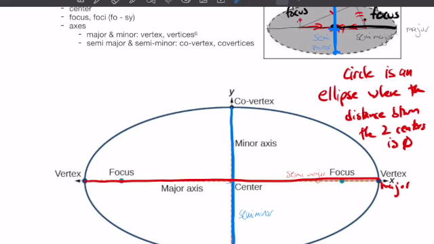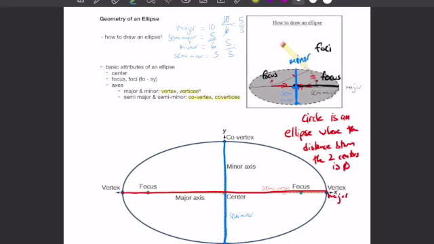Now, what we call this point out here on the semi-major axis, way out on the end, we call a vertex. And we call the other side a vertex. And when it comes to the minor axis, we call this a covertex, and this one a covertex. So we can refer to the vertex, or the vertices, plural, the covertex, or the covertices, the plural. And so this is the geometry of an ellipse.